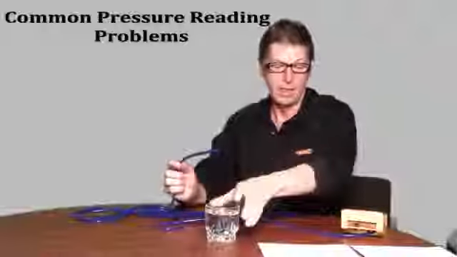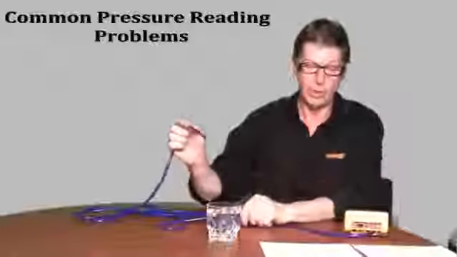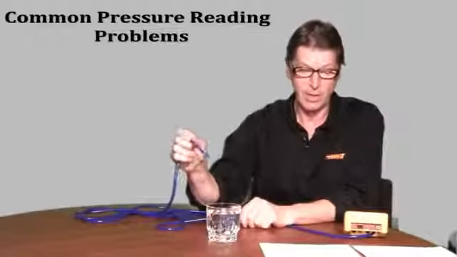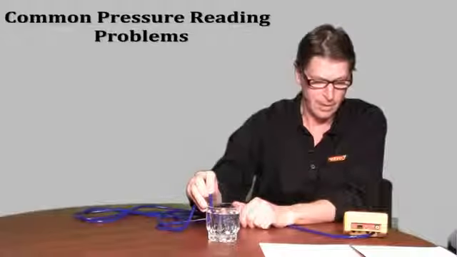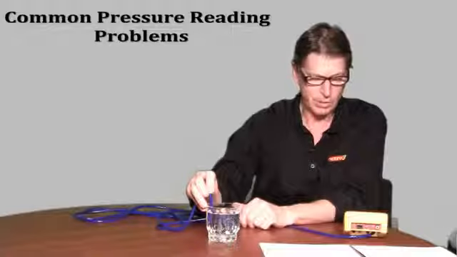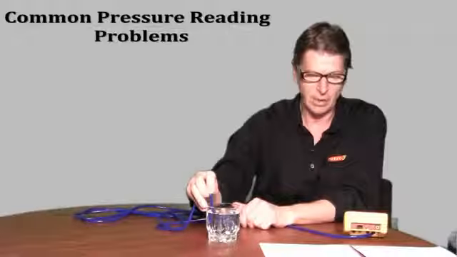Step 3 is to submerge the tube 1 inch into a glass of water to simulate the effect of your tubes falling into a puddle, and observe the pressure being displayed on the gauge.